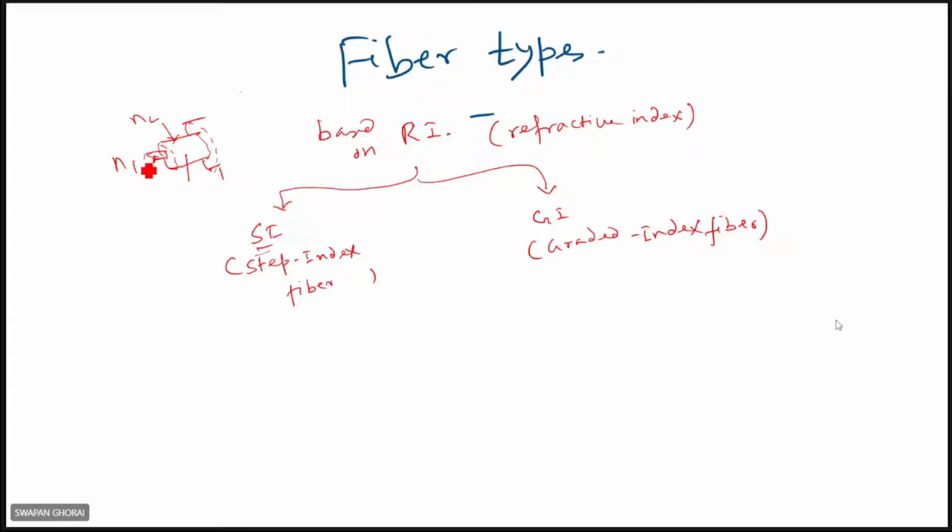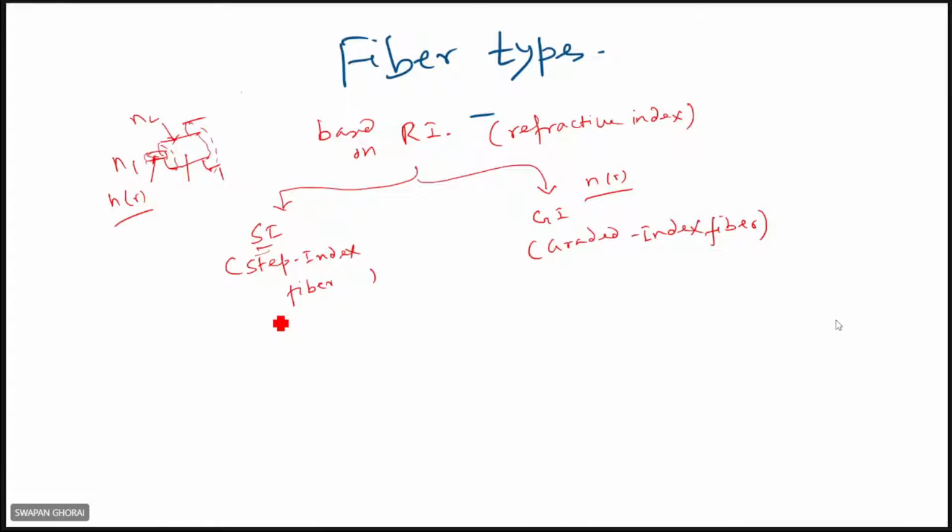But if the core refractive index is varying, if instead of a constant refractive index it is a function of r, then it is called GI fiber. In this case, the core refractive index will be a function. That means it will be maximum at the center and gradually decrease on both sides. But the cladding refractive index is constant. So this is the classification of the fibers based on refractive index, SI fibers and GI fibers, also their constructions, their geometry.